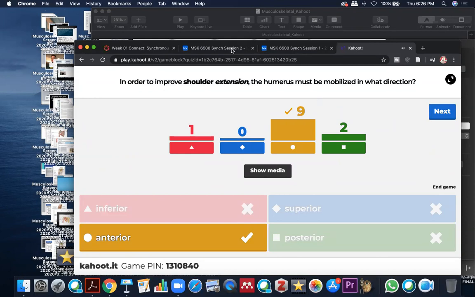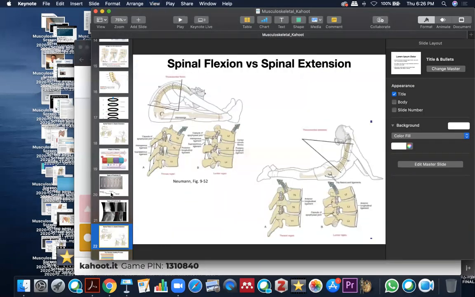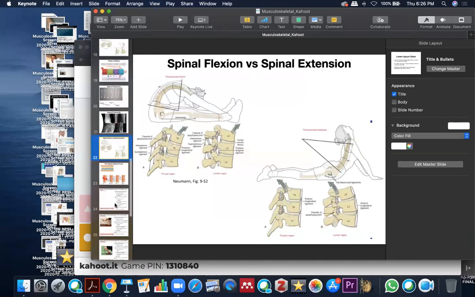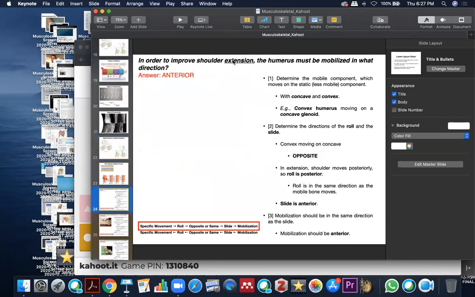Yeah, so this one's anterior. On this one, this is again one of those that we did in the last Kahoot. I'll explain what my strategy is for this if anyone wants to listen. He'll probably have something like this on there. Yeah, here's shoulder extension. So I came up with this.